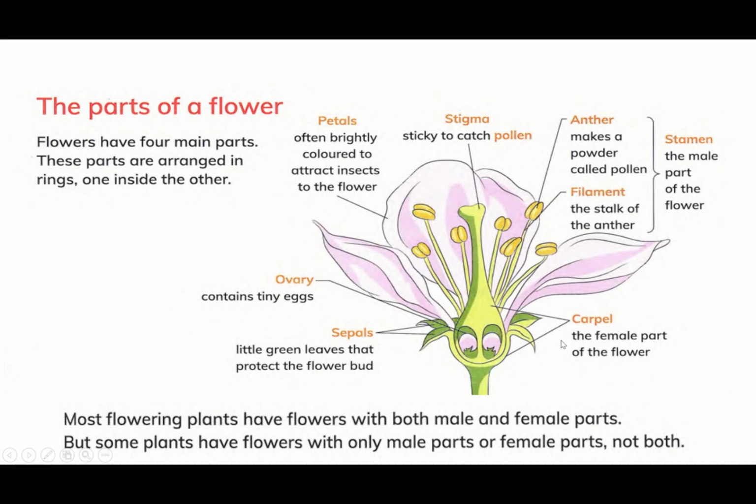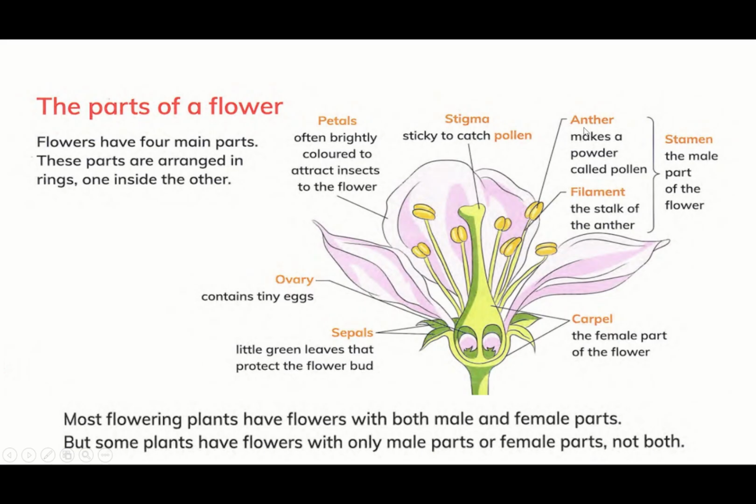And what about the female part? What are the parts of the female part? One is the ovary, which contains tiny eggs. It has another name, ovule, but that's kind of hard. Just "egg" is simple and easy for you. It contains tiny eggs. What about the other part? The stigma, which is sticky to catch the pollen.